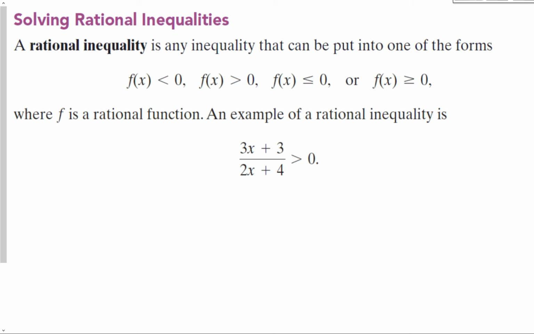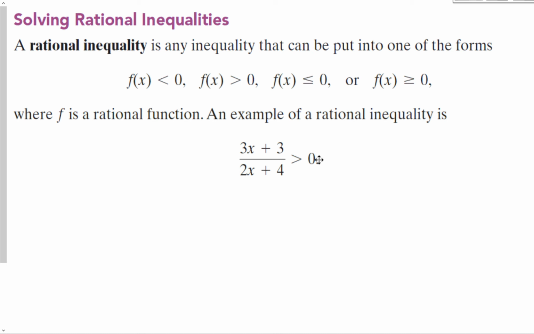So a rational inequality is the same thing as an inequality that can be put into one of these forms: less than, greater than, less than or equal to, greater than or equal to. It's the same idea where f is any rational function, all right? An example of a rational inequality is just this: function over a function, greater than 0 instead of equal, okay?